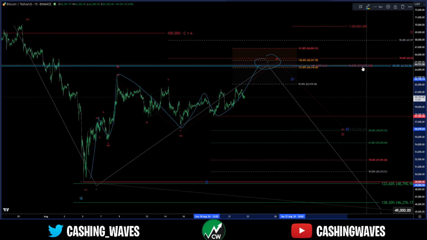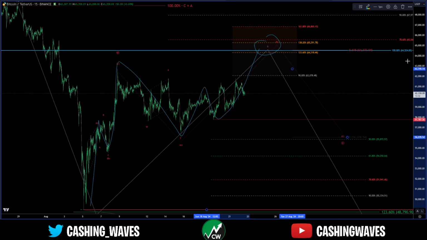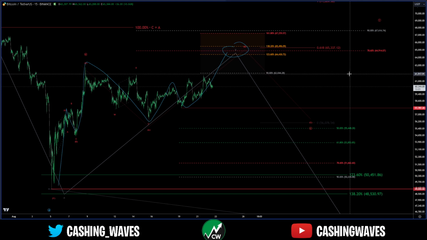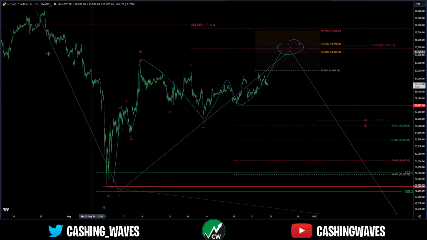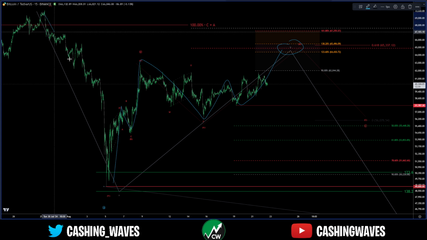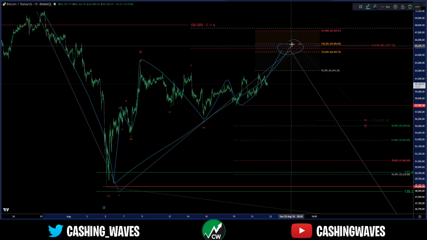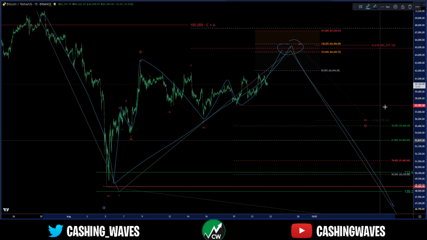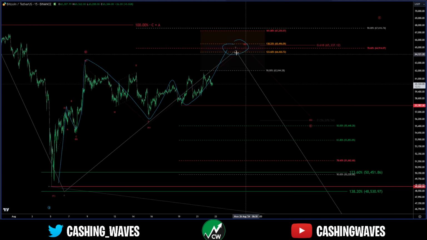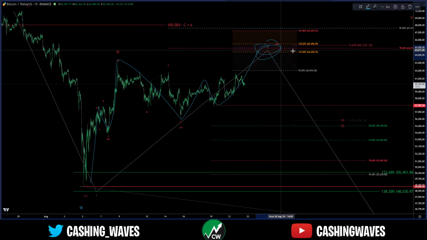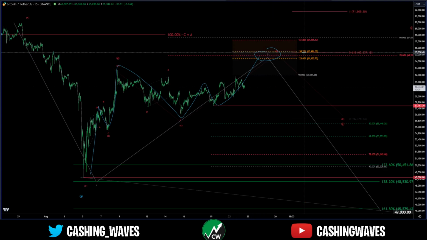Is it closer? 64,572. Right here is the minimum requirement, the 618. 64,572 or 64,573. So unfortunately, it leaves us to that other option where this is a zigzag, WXAB, C to the downside. So you can see how important it is that we get up and over this zone. There's a lot of options available.